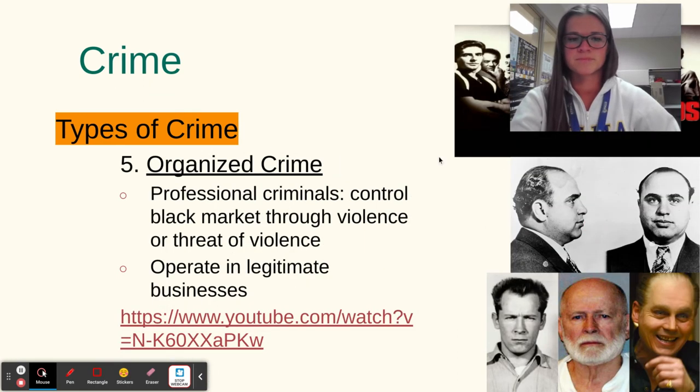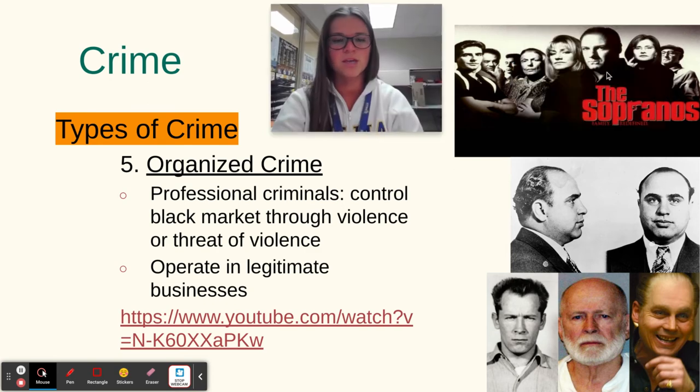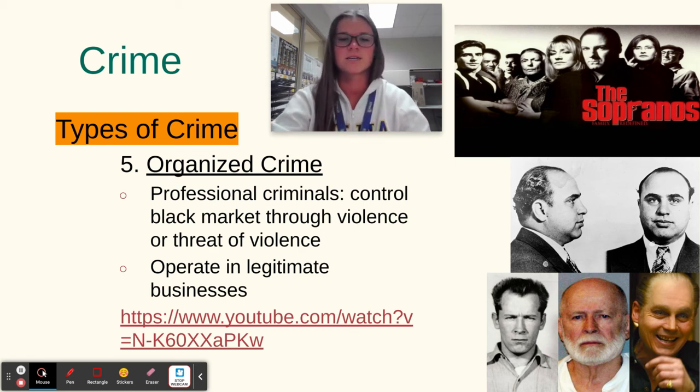Then we have organized crime. Okay. Organized crime are professional criminals that control the black market through violence or threat of violence, right? Whitey Bulger. If any of you have heard of the show The Sopranos, it's kind of focusing on the mafia, the mobsters, Al Capone, of course. It's professional criminals that control the black market through violence or threat of violence.